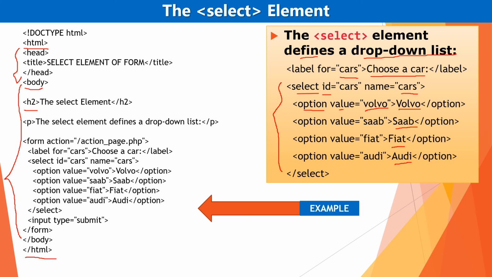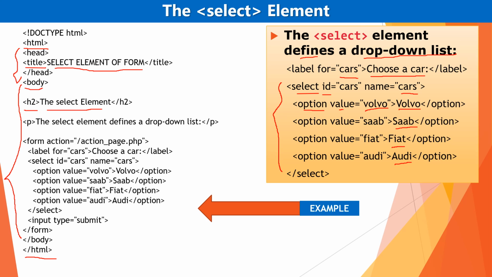Now H2 is an element, or you can say a tag in HTML, that will be shown as a heading. Headings have 6 levels, H1 to H6. So the select element is the heading given here. Now in the head section we can see the title. What is this title? Select element of the form. This will be displayed at the upper side, on the status bar of the browser.